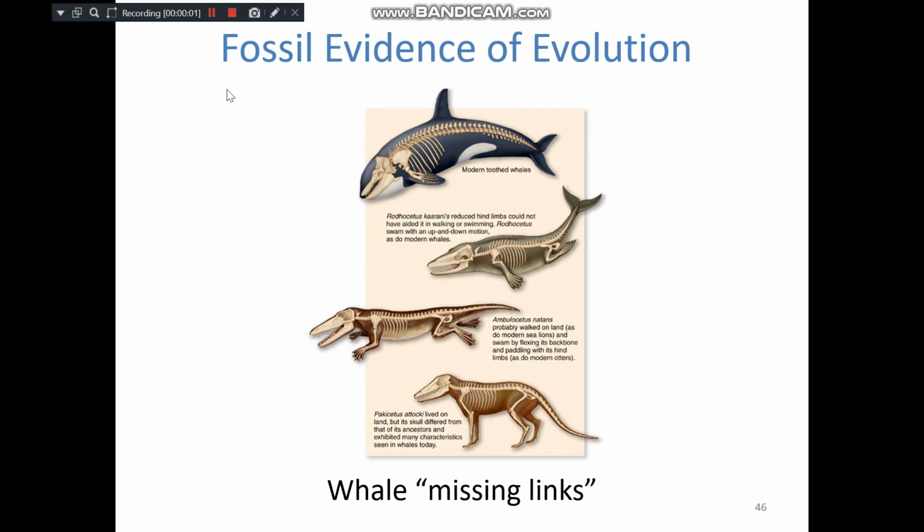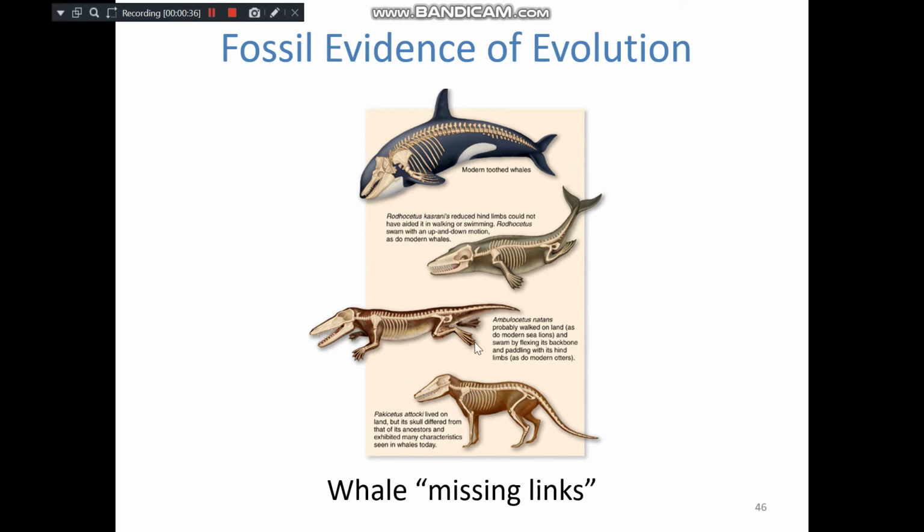Even we have the fossil evidence for the evolution of this one. For example, see here, we have three or four animals which you can see. This was the first animal, that is Pachycetus. It lived on the land, but the skull derived from that of its ancestors and exhibited many ancestral characteristics which are seen in our whales today.